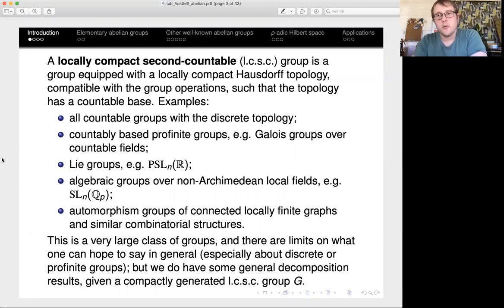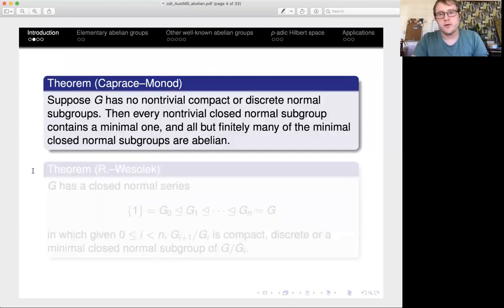And we're a long way from classifying anything, basically, in the world of l.c.s.c. groups, certainly when you get away from the connected context. So that's the class I'm talking about. Now, one thing we do have are decomposition results, saying that you have a certain kind of normal subgroup structure. Again, we saw an example of this in Stefan's talk, but I'll just mention a couple of theorems.